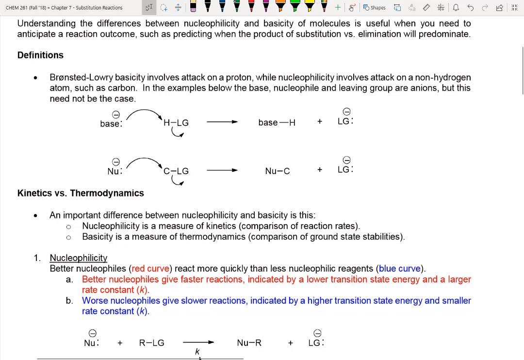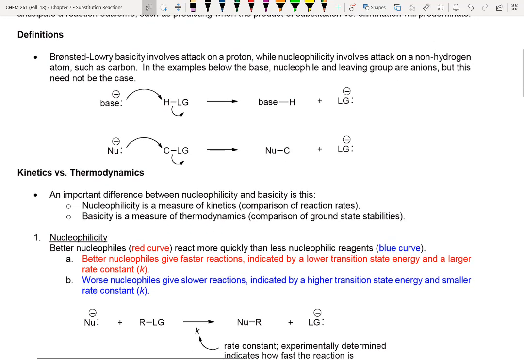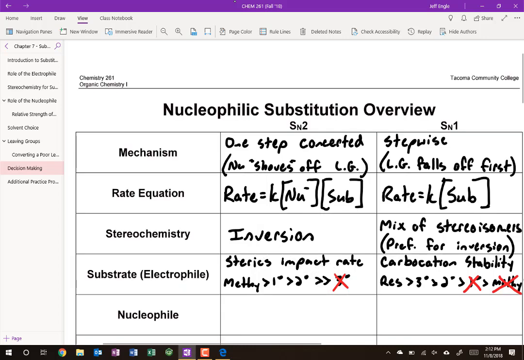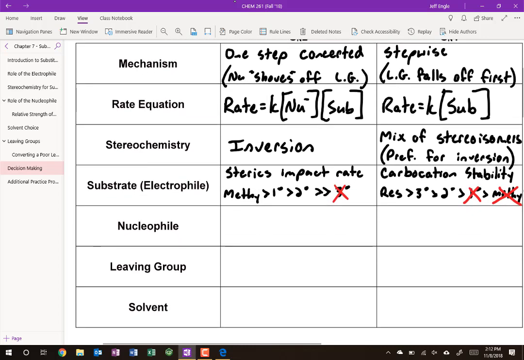We do worry about it with a nucleophile attacking a carbon, because it's two potentially sterically bulky things running into one another, right? It's not just like plucking a proton off. So it is kind of different. It's a fine distinguishing feature between the two, but it's a really important distinguishing feature. All right. So what I want to do is, again, go back to our decision-making chart, and we're going to fill in a little bit more about the nucleophile.